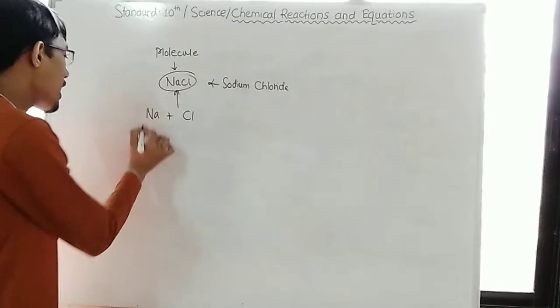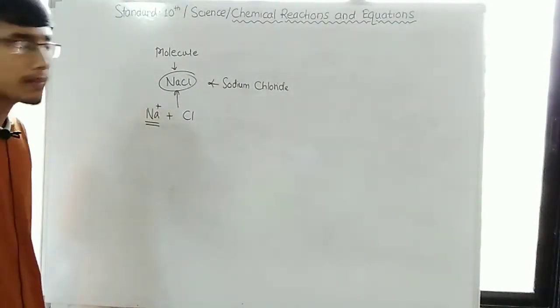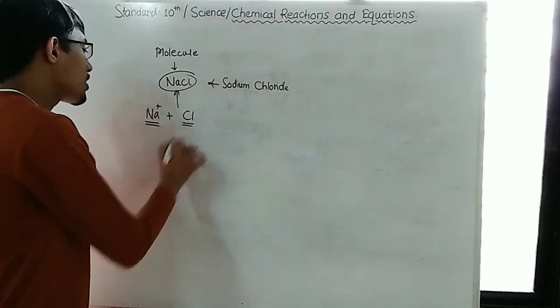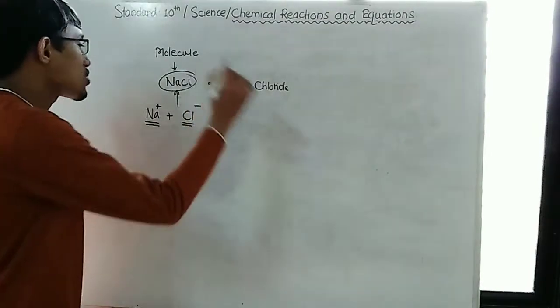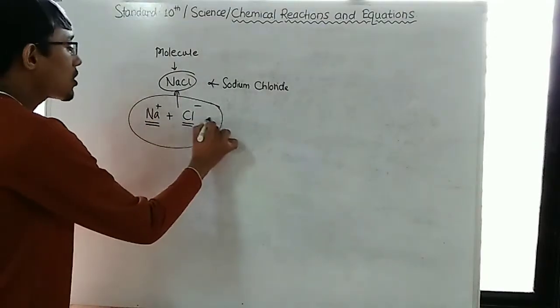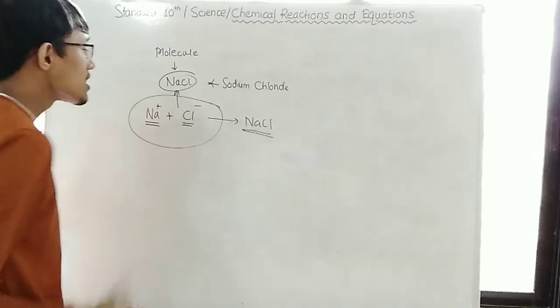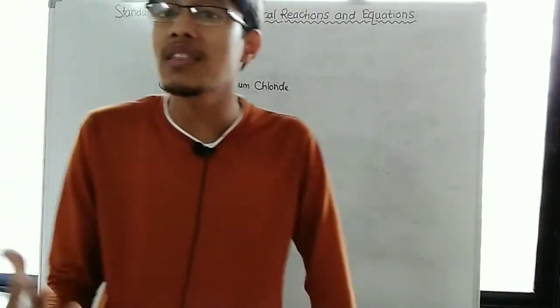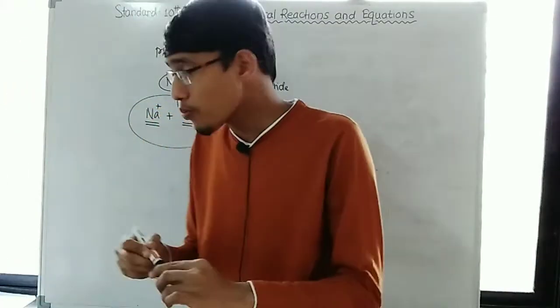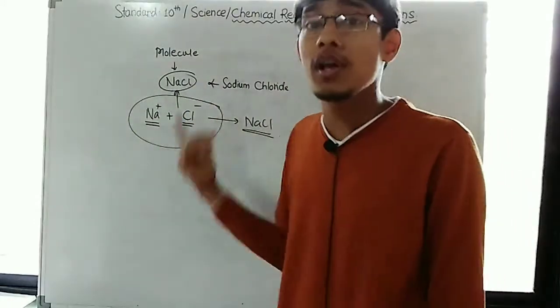Now Na is a metal, therefore it will have a positive charge over it, and chlorine is a non-metal, therefore it will have a negative charge over it. These two elements are combined to give us NaCl. So definitely some type of change has taken place for both the elements, and this change is a chemical change.